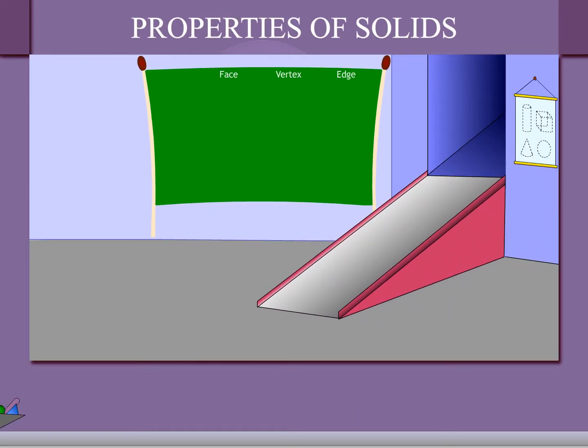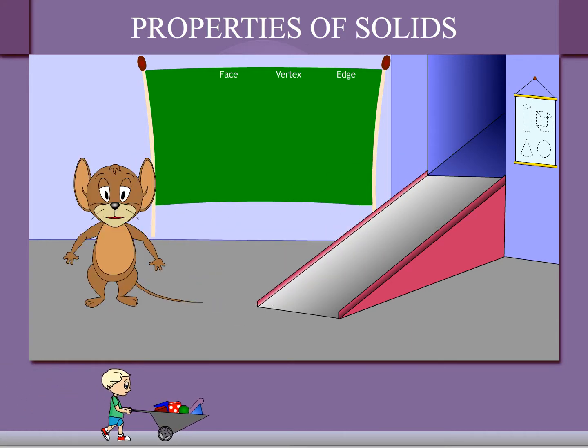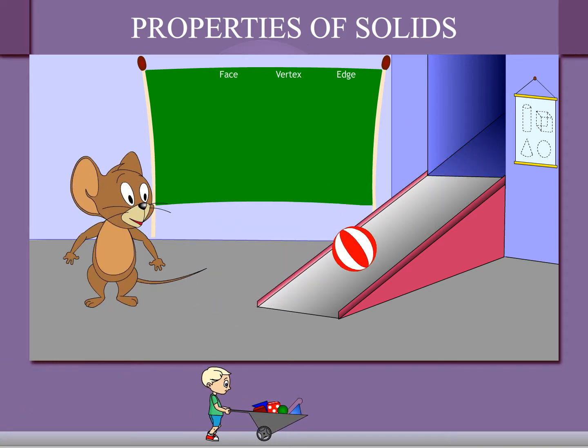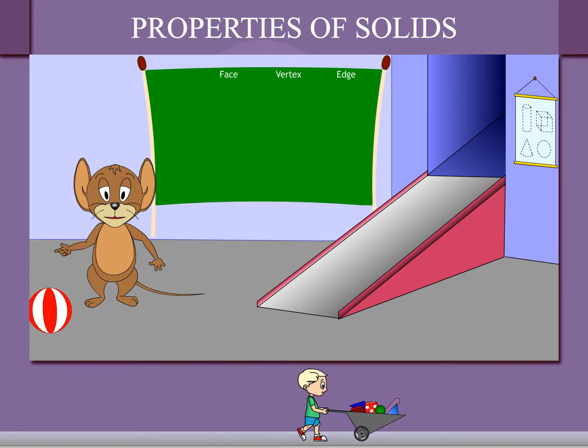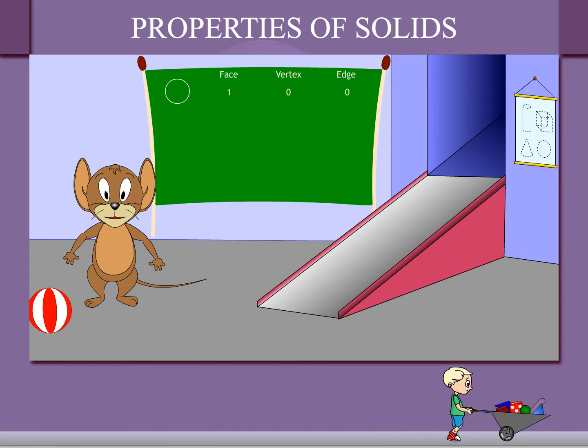Properties of solids. Mickey Mouse slides out of his home through a chute. Down rolls a ball from the chute. The ball is a sphere. It has one face, no vertex and no edge.